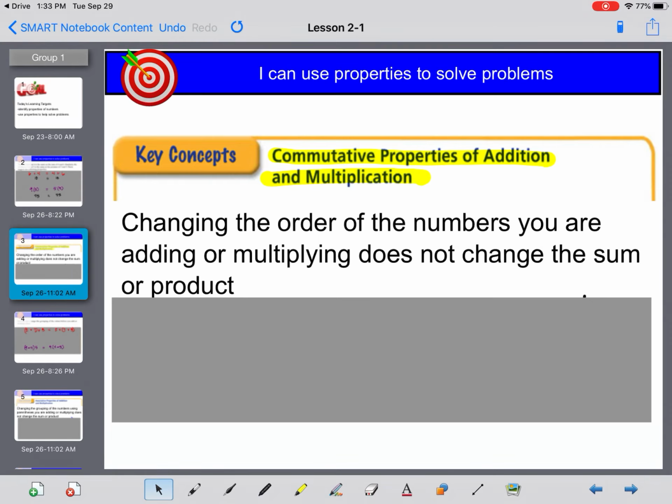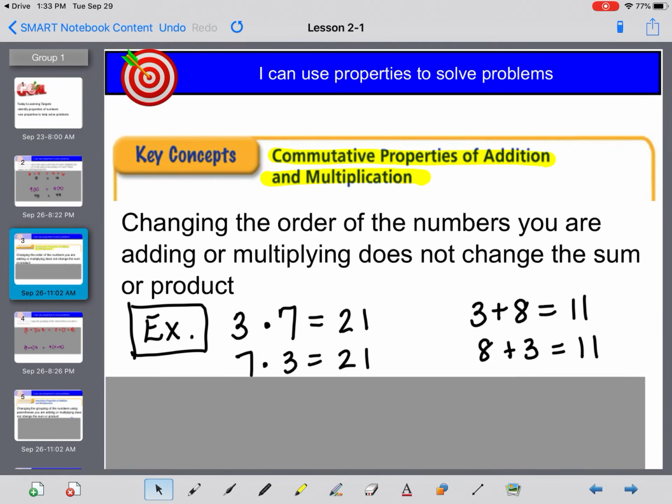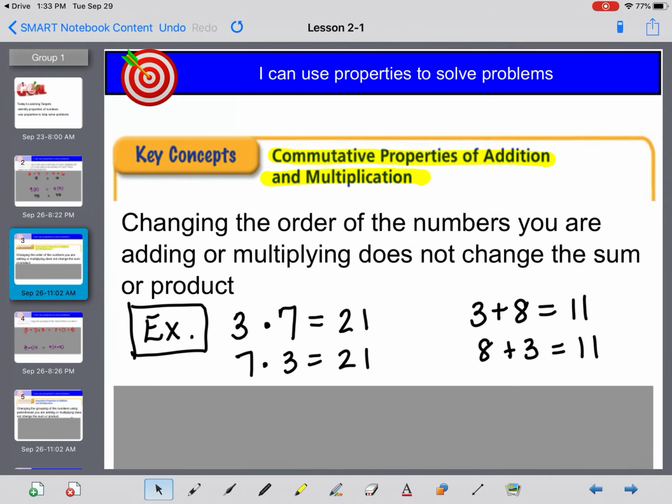Also write an example down in your notes, like 3 times 7 is 21, 7 times 3 is 21, 3 plus 8 is 11, and 8 plus 3 is 11. Pause the video to get that written down, and then press continue.